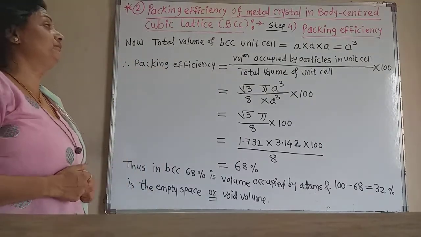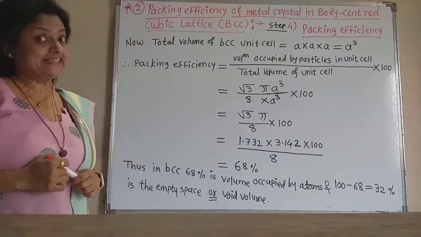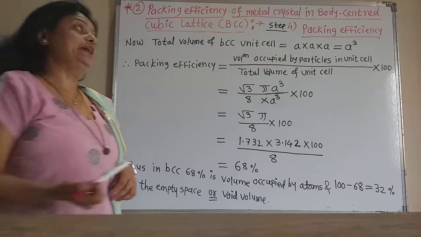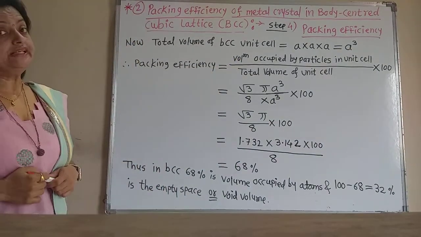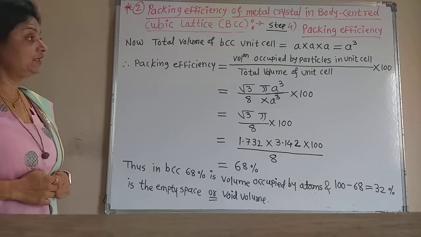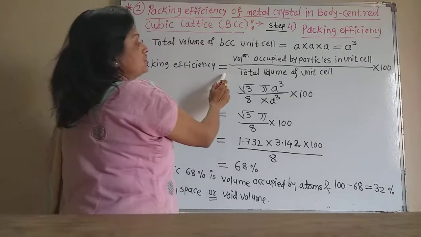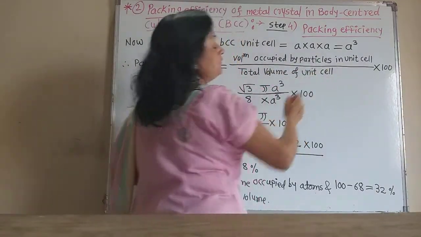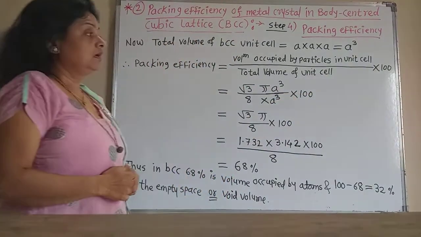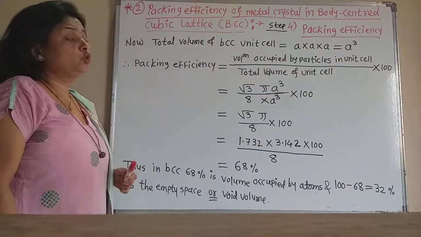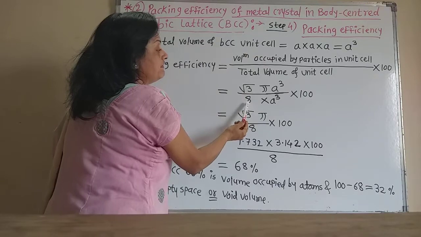Now in the fourth step, we know the total volume of the BCC unit cell is length into breadth into height, and all the three are a. So a cube is the total volume of the unit cell, that is the BCC unit cell. Now what is the formula of packing efficiency? So packing efficiency is equal to volume occupied by particles in the unit cell divided by the total volume of the unit cell into 100. Now the volume occupied by the two particles in the unit cell we calculated, that is root 3 pi a cube divided by 8.